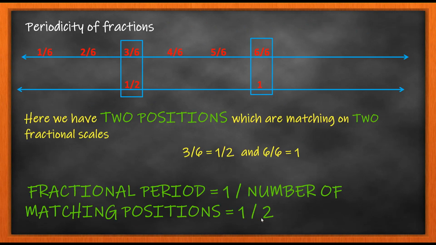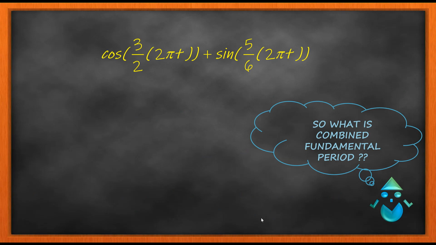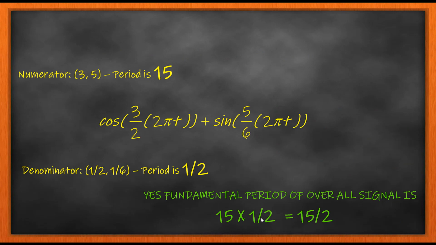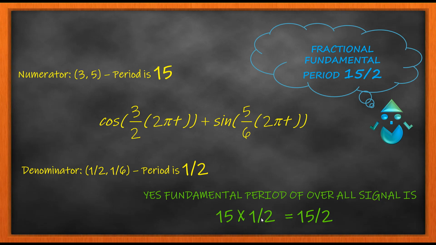In this case, there are two matching positions, which means the fractional period is given by 1 divided by the number of matching positions. Here the number of matching positions is 2, so the fractional periodicity of the mixed signal is 1 by 2. So what is the combined fundamental period? It is 15 for the numerator and 1 by 2 for the denominator. The fractional fundamental period is 15 into 1 by 2, which is 15 by 2.